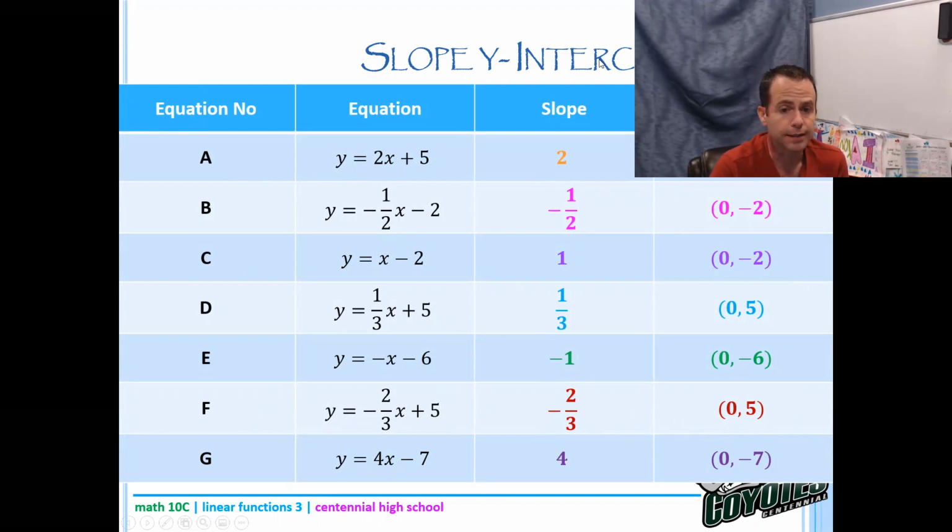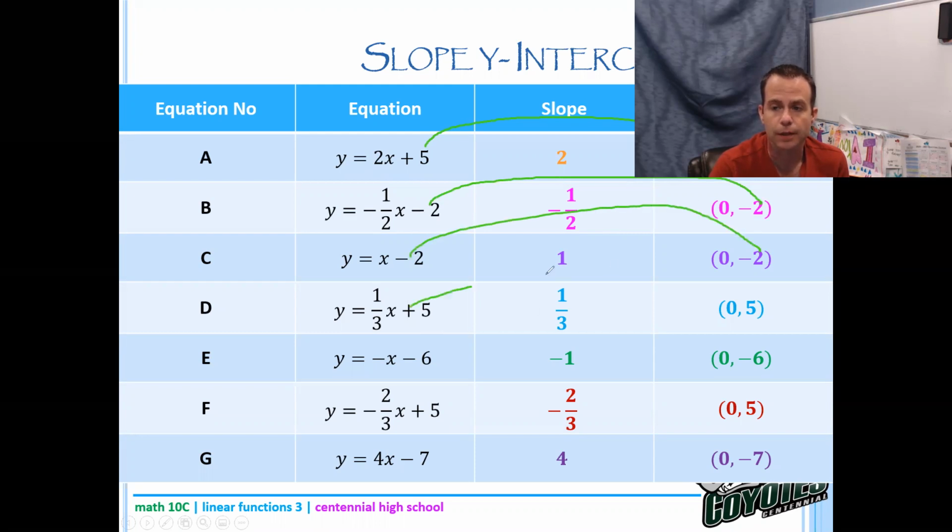Now, what do I want you to see? Well, there's lots I want you to see. There are two main things I want you to see. I want you to see that the y-intercept always seems to be this last number here.